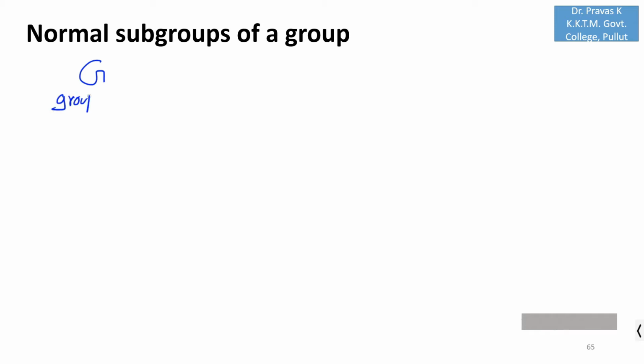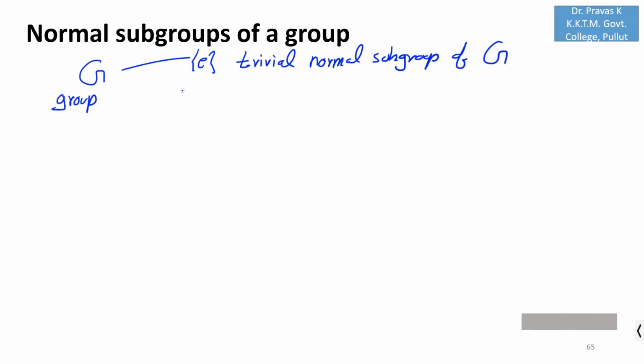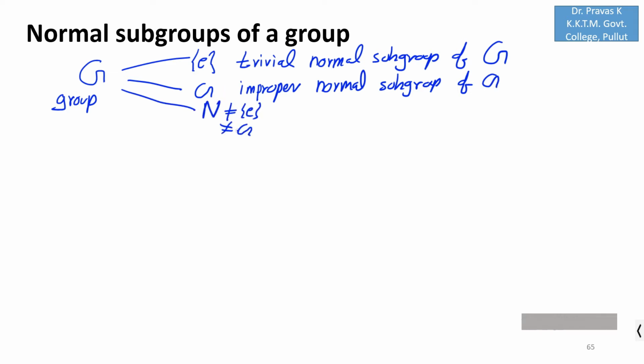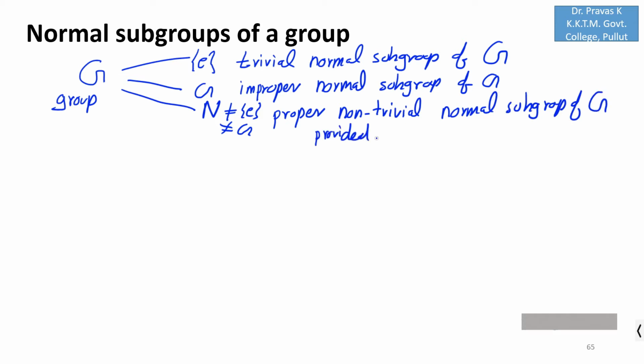So let G be a group, then we know that the identity element itself is a normal subgroup of G, and we call it the trivial normal subgroup of G. If we consider G itself, it is also a normal subgroup of G, and we call it the improper normal subgroup of G. Now any subgroup other than G and E is called a proper non-trivial normal subgroup of G, provided it satisfies the conditions of a normal group. That is, if a is an element in G and n is in N, then a n a inverse is in N.